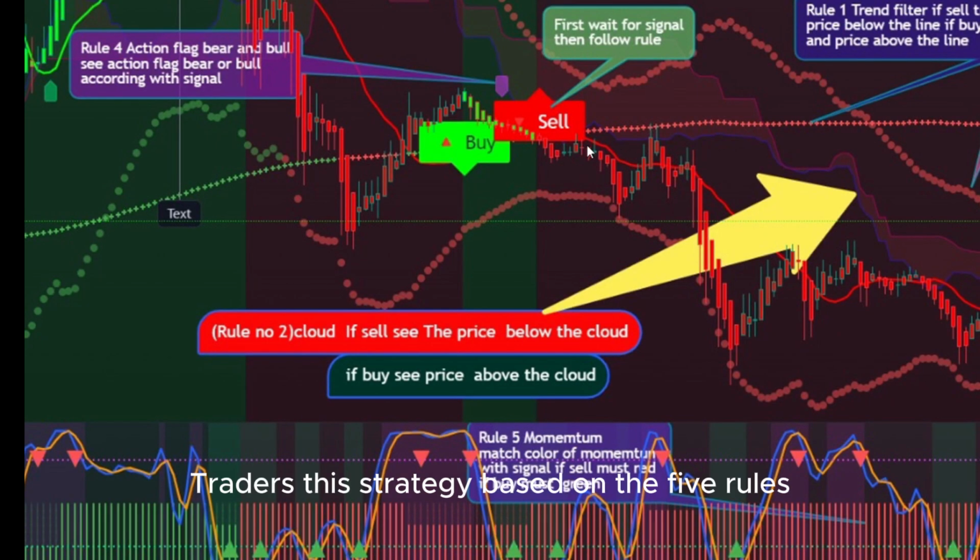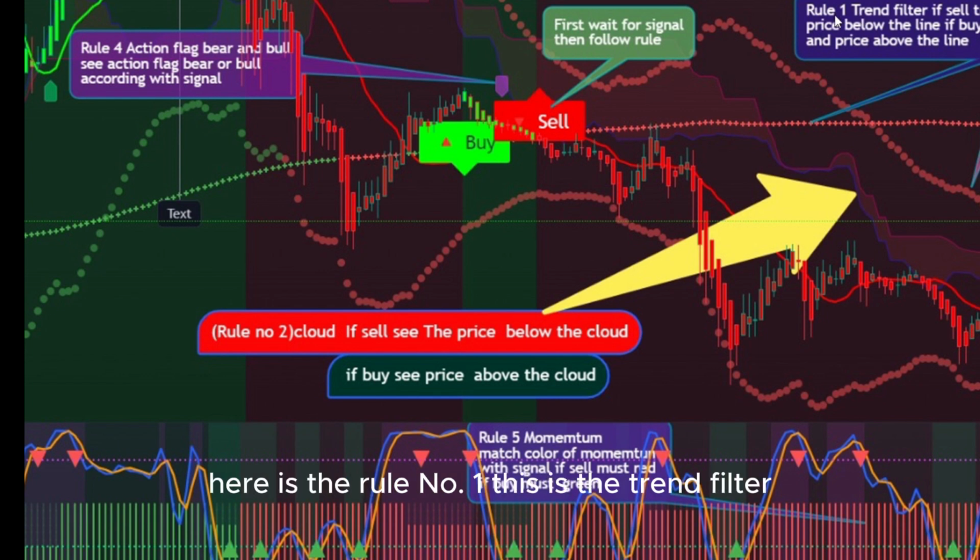Traders, this strategy is based on 5 rules. Let's go through each of them. First, wait for the signal. You see there is a buy signal or there is a sell signal. If the signal comes, you see that here there is a sell signal. Then follow the rules.